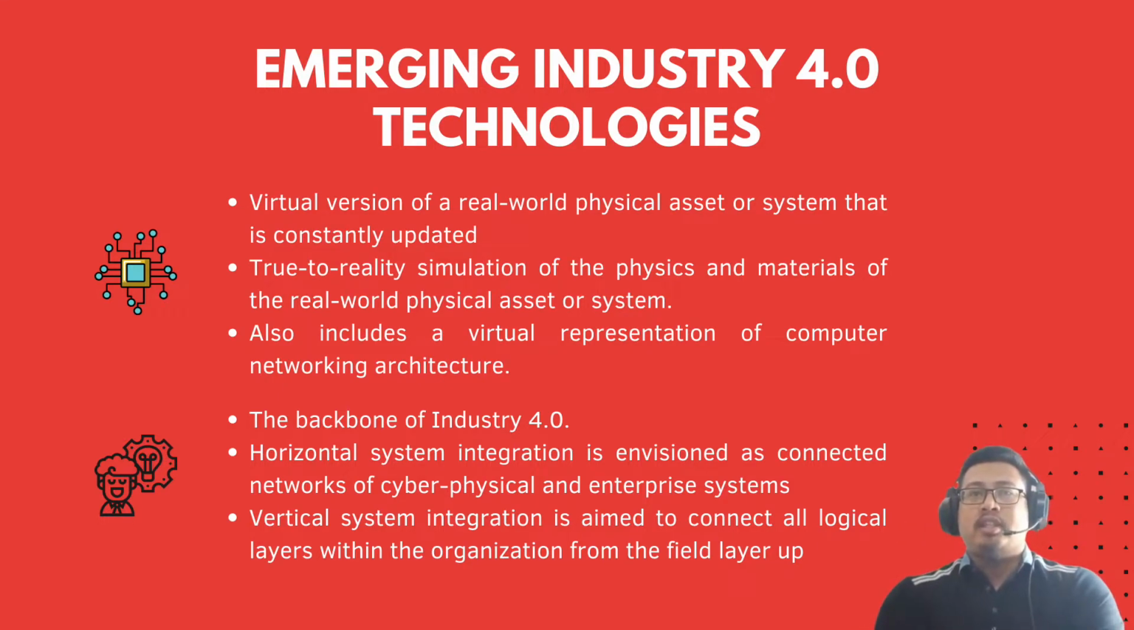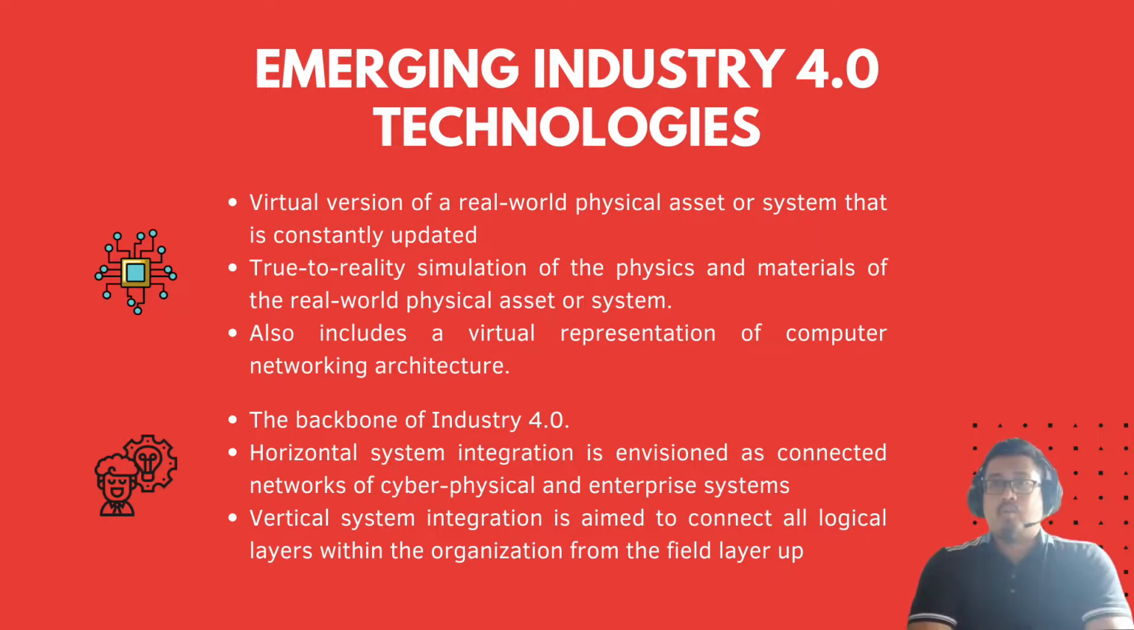Fourth is horizontal and vertical system integration. Horizontal system integration is envisioned as a connected network of cyber physical and enterprise systems that introduce an exceptional level of automation, flexibility, and operational efficiency into the production process, while vertical system integration is aimed to connect all logical layers within the organization from the field layer up through research and development and others.